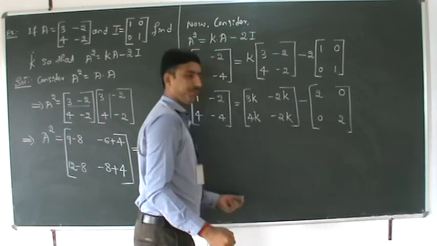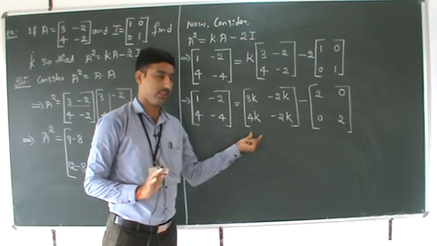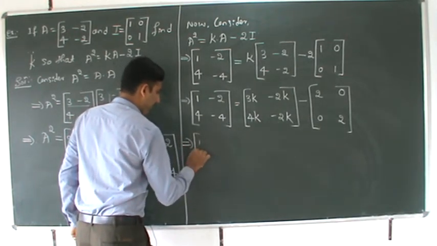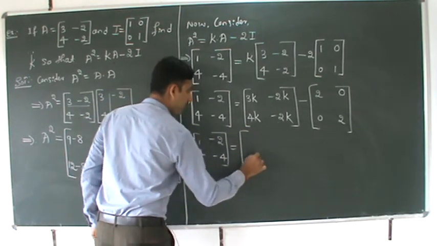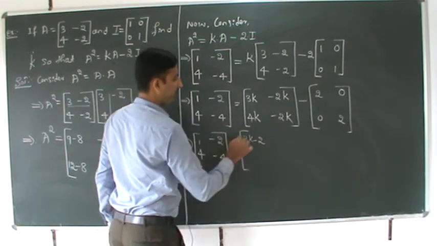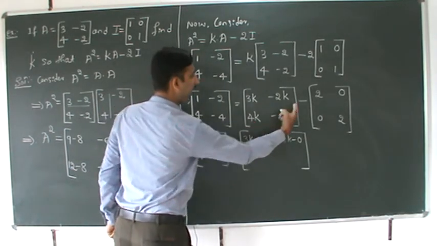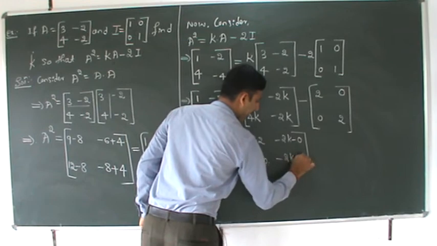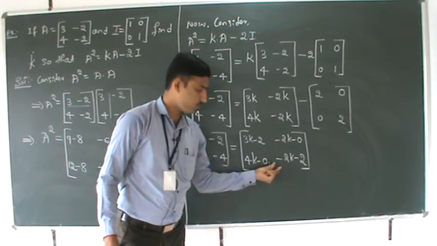Correct? Now the RHS becomes the difference of two matrices, which is possible because they are of the same order. Now I will take [1, 4; -2, -4] as it is, which is equal to the difference of two matrices: 3k minus 2, minus 2k minus 0, 4k minus 0, minus 2k minus 2. Then these two matrices reduce to a single matrix.